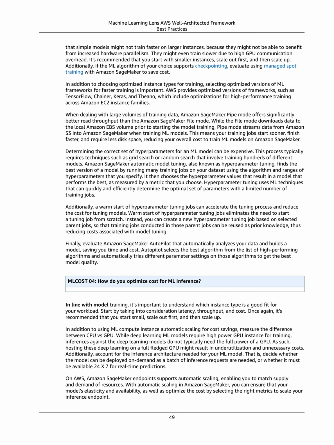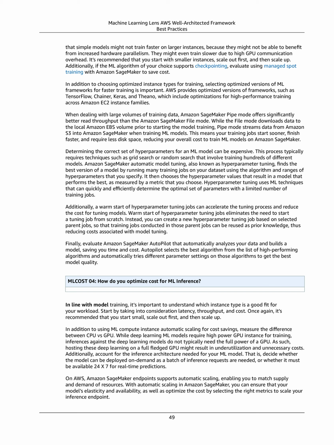Determining the correct set of hyperparameters for an ML model can be expensive. This process typically requires techniques such as grid search or random search that involve training hundreds of different models. Amazon SageMaker Automatic Model Tuning, also known as hyperparameter tuning, finds the best version of a model by running many training jobs on your dataset using the algorithm and ranges of hyperparameters that you specify. It then chooses the hyperparameter values that result in a model that performs the best, as measured by a metric that you choose. Hyperparameter tuning uses ML techniques that can quickly and efficiently determine the optimal set of parameters with a limited number of training jobs.